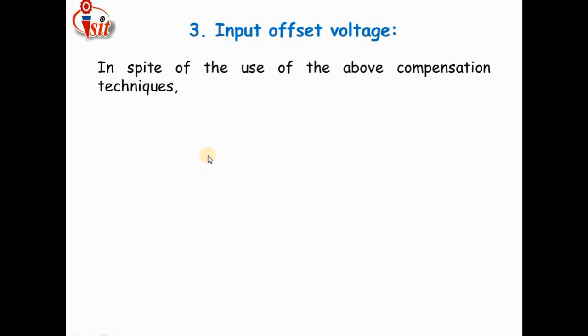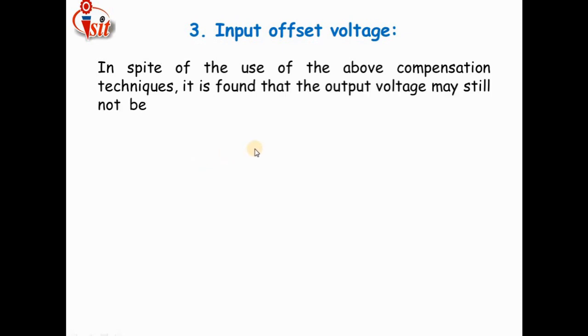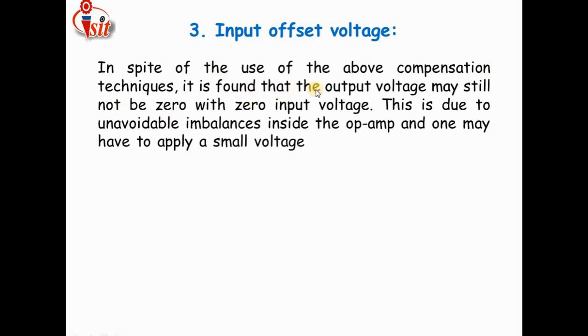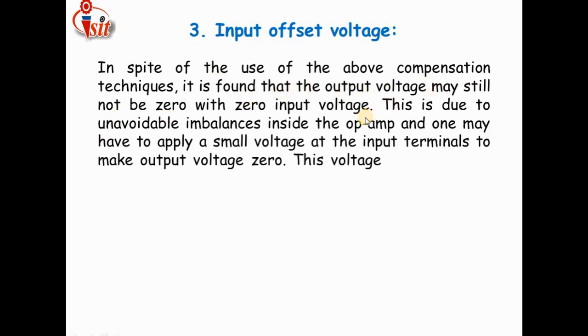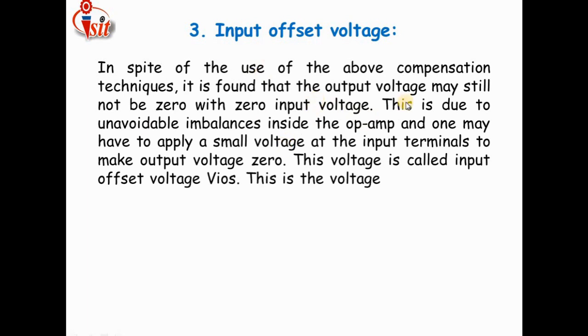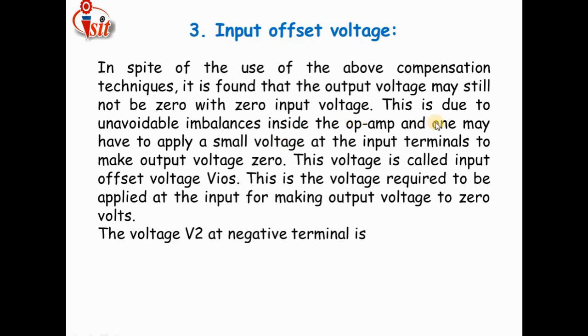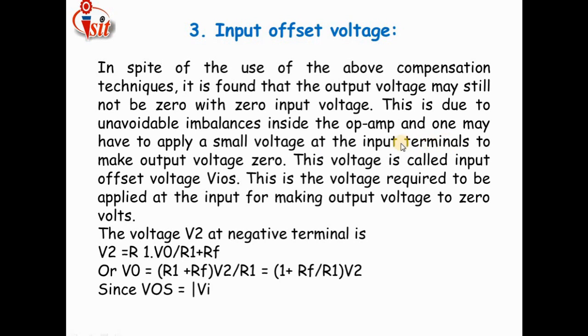Then third is input offset voltage. In spite of the use of the above compensation techniques, it is found that the output voltage may still not be zero for zero input voltage. This is due to unavoidable imbalance inside the op-amp, and one may have to apply a small voltage at the input terminal to make the output voltage zero. This voltage is called the input offset voltage, that is VIOS. This is the voltage required to be applied at the input for making the output voltage 0 volt.